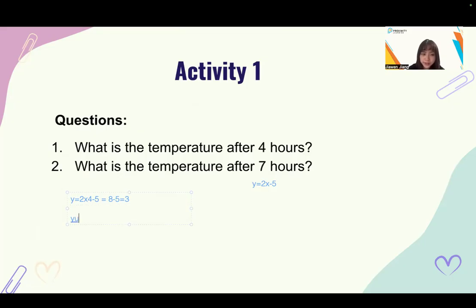Second question, y equals 2 times 7 hours, right? So we plug in 14 minus 5 and it equals 9. Okay, can anyone explain what this means? Y equals 9. What does this number mean? Yes. Okay. So this means the temperature after 7 hours equals 9 degrees Celsius. Okay, great.